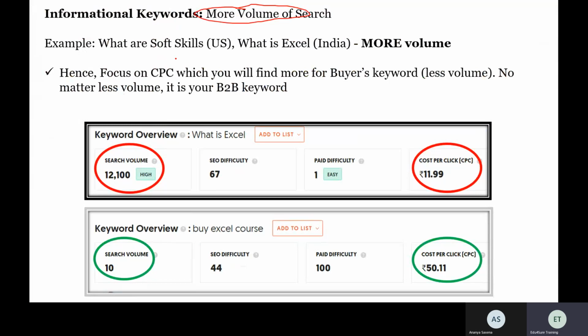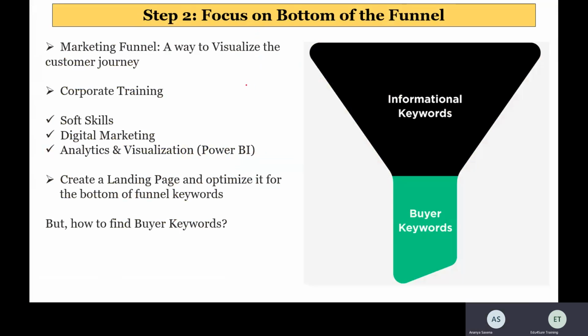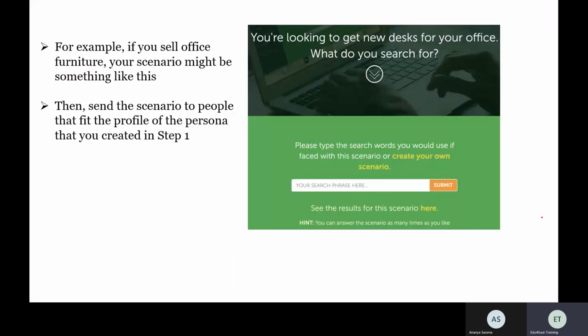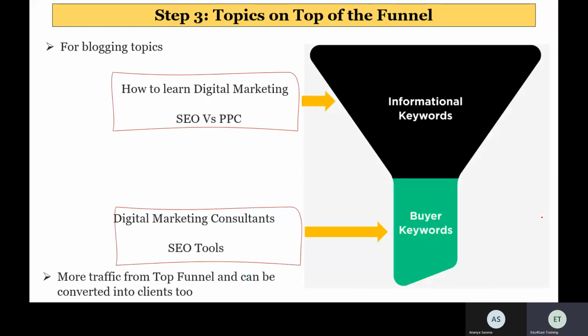So these are the informational keywords, but we cannot ignore the informational keywords in our blogs as well, because these keywords can bring our customers later on. As we can see in this funnel, this is basically a customer journey. People can come searching something and then they can become your customer. That could be one case. But yes, for B2B, we usually focus on buyer keywords. Considering it is low volume, that's fine, but high CPC. That is the formula.